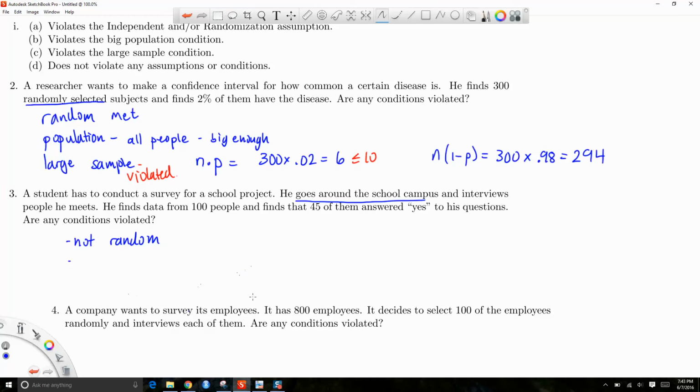All right, a company wants to survey its employees. It has 800 employees, so the population is the 800 employees. Then it selects 100 of the employees at random. So here, 100 times 10 is 1,000, and our population is not big enough.